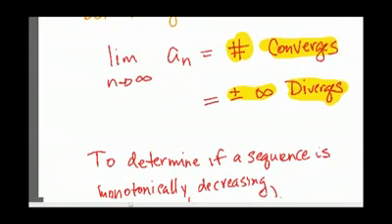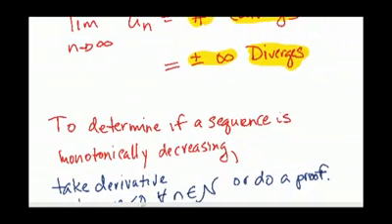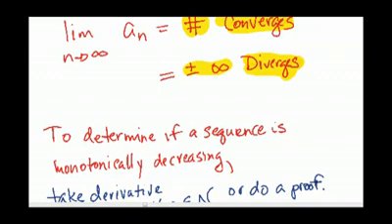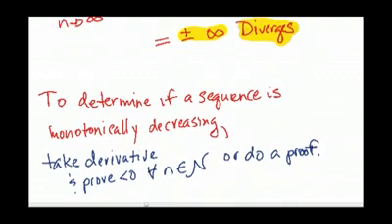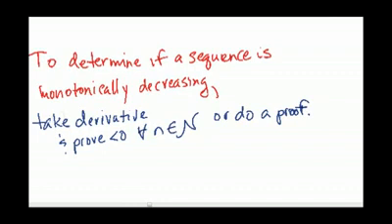Okay. They will also ask you to determine if the sequence is monotonically increasing or decreasing, usually monotonically decreasing. It's one of the requirements for the integral test for series. Basically you can do it one of two ways. You can either take the derivative and prove that that derivative is less than 0 for all n elements of the natural numbers, or you can do a proof. That's up to you. And I'll show you an example of both of those in a different video.